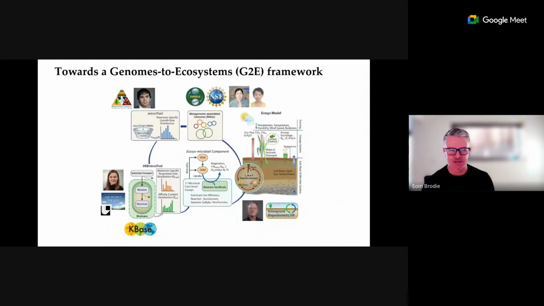Okay, so we're building what's called a Genomes-to-Ecosystems framework, and I'll step through each part of this, and I'll give you examples of where we've used parts and all of this framework so far. This is a work of many individuals, and I'll credit their work as we go through each of the individual steps here.